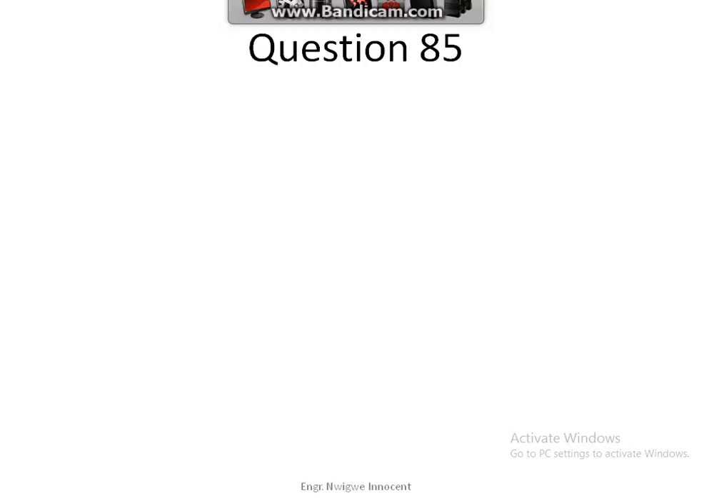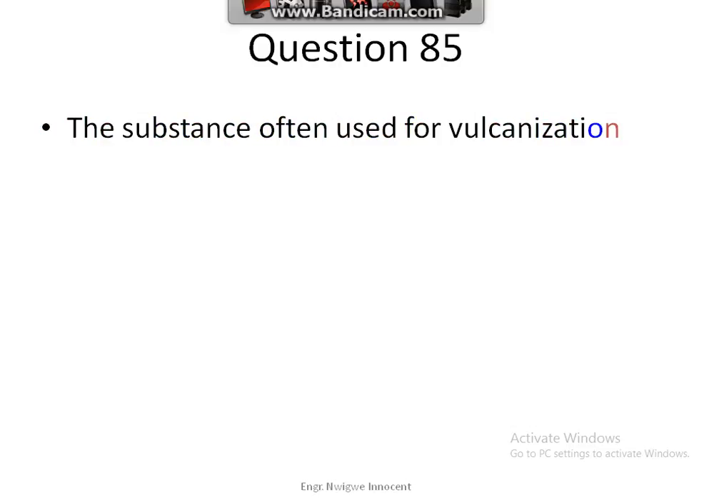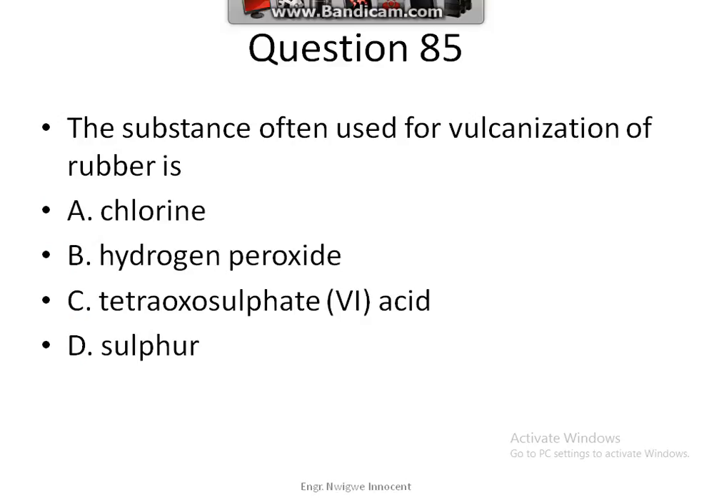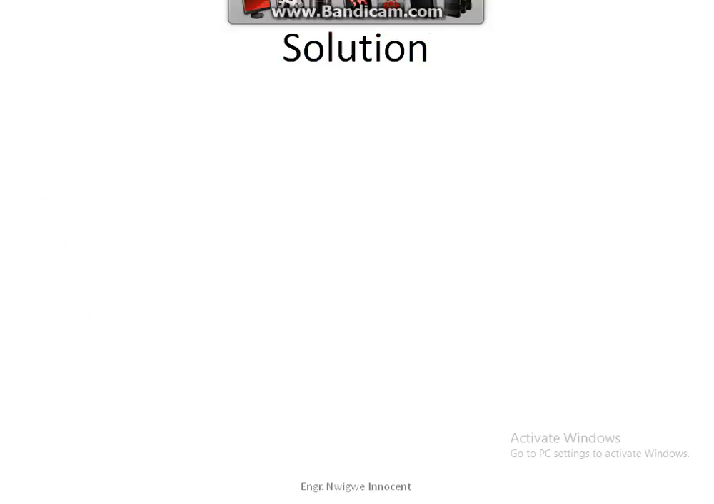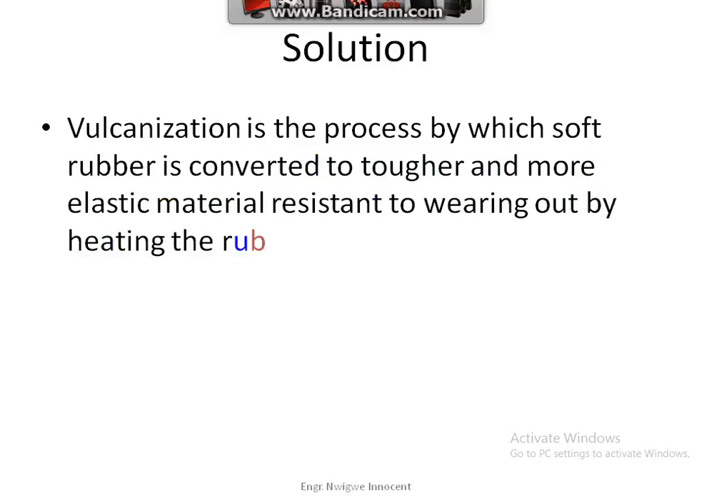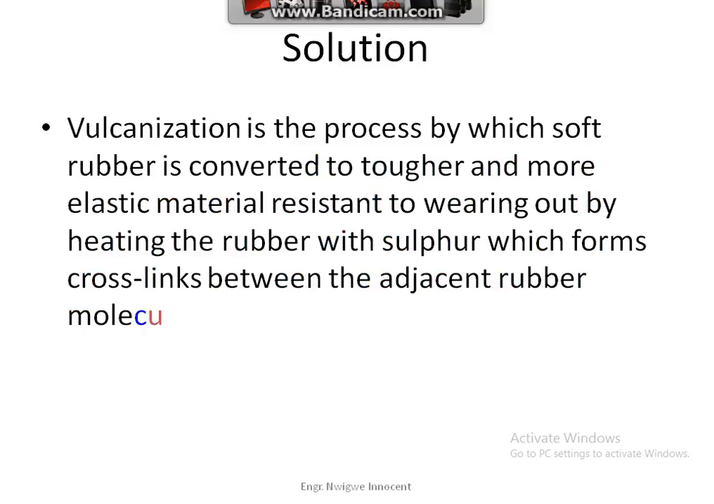Question 85. The substance often used for vulcanization of rubber is: A. Chlorine, B. Hydrogen peroxide, C. Tetraoxosulfate(VI) acid, D. Sulfur. Solution. Vulcanization is the process by which soft rubber is converted to a tougher and more elastic material, resistant to wearing out, by heating the rubber with sulfur, which forms cross-links between the adjacent rubber molecules. Therefore, the answer is D.